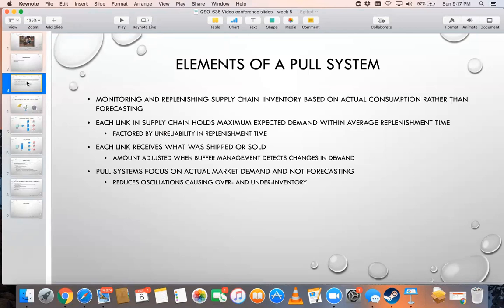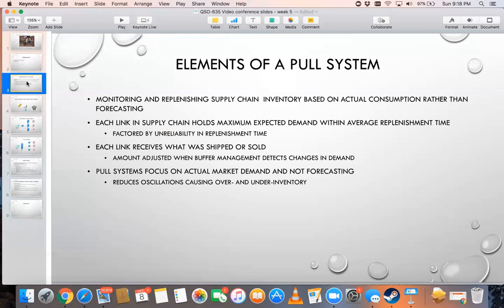Thank you. So now, each link receives what was shipped or sold, obviously. For the manufacturer to understand what needs to be pushed through this tube, it has to know what the demand levels are. And so the demand is adjusted when buffer management detects changes in demand. The buffer management is that sampling period. As we shift that sampling period, we go, okay, let me back up a little bit.